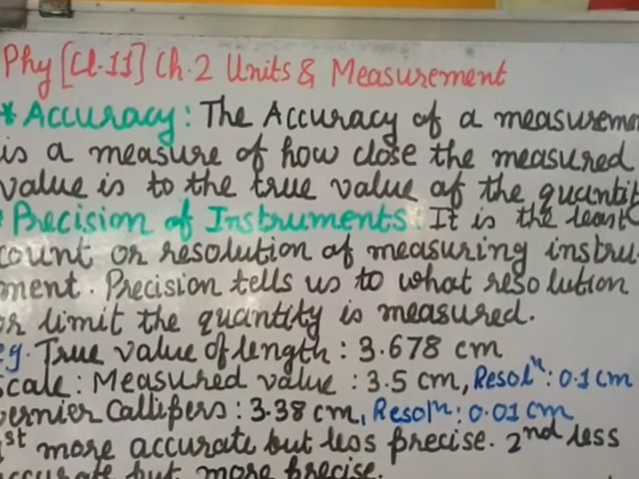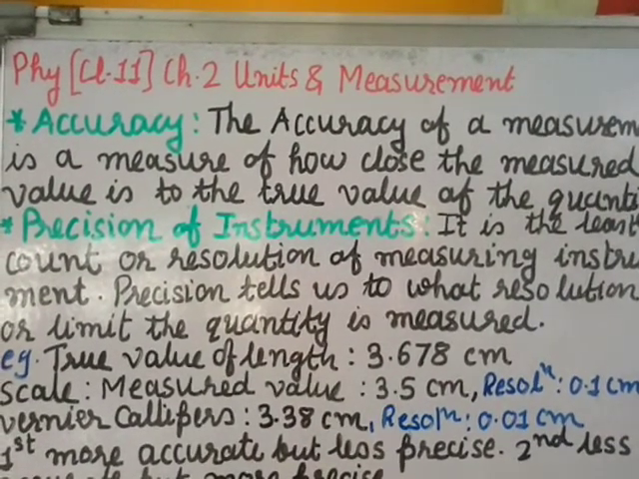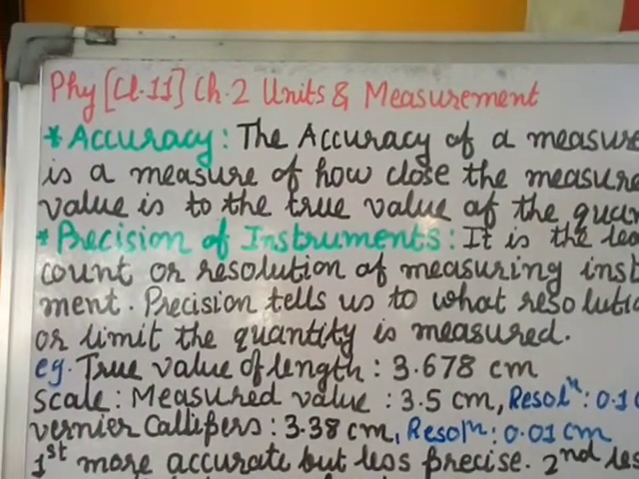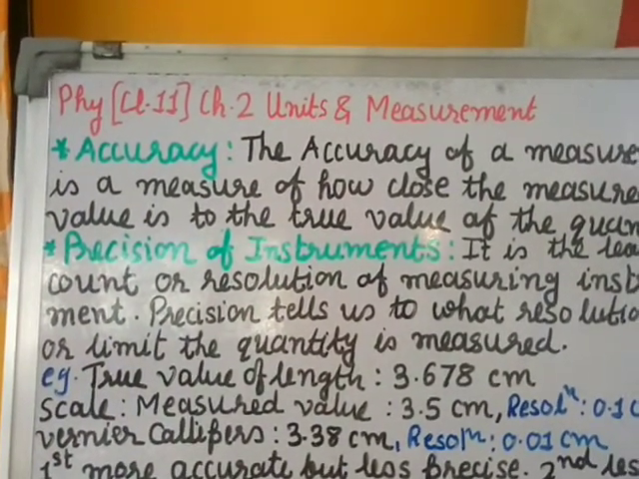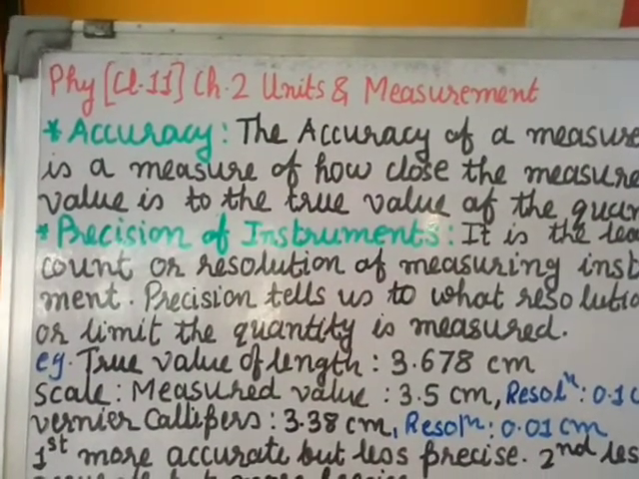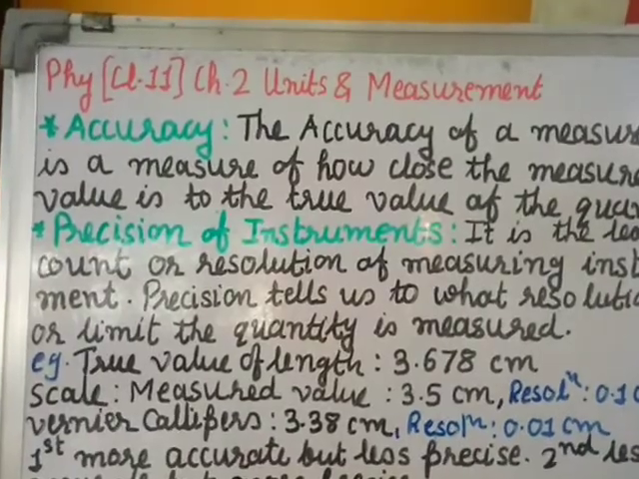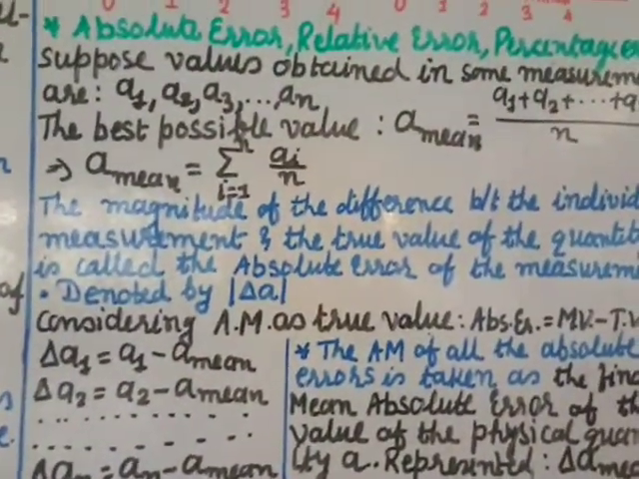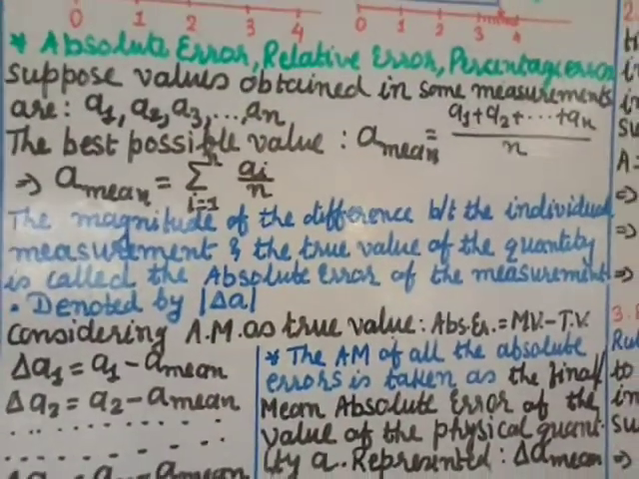We shall continue with the second chapter of Physics Class 11, Units and Measurement. In the last class we studied accuracy, precision of instruments, error, and the types of error. But we still have more to study in errors. We shall study absolute error, relative error and percentage error.